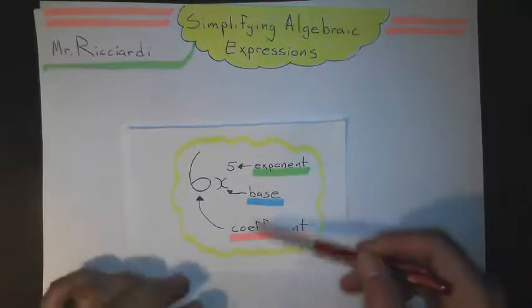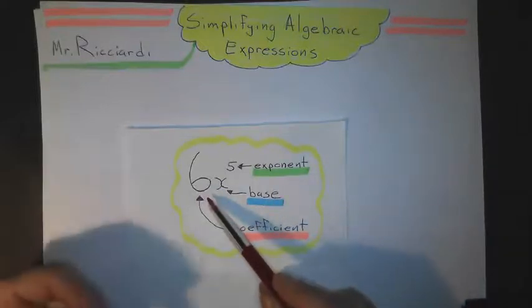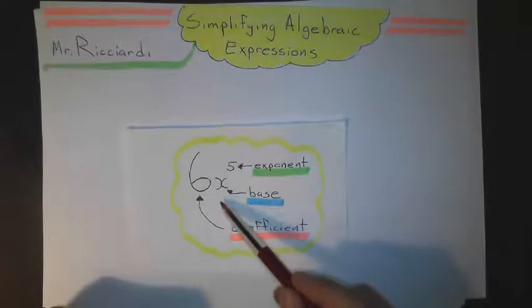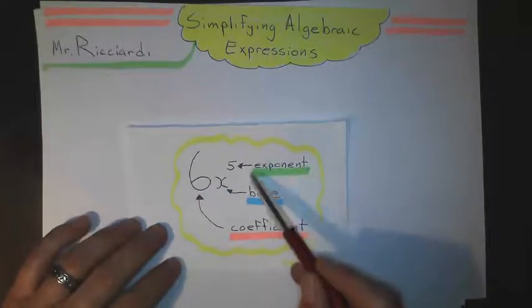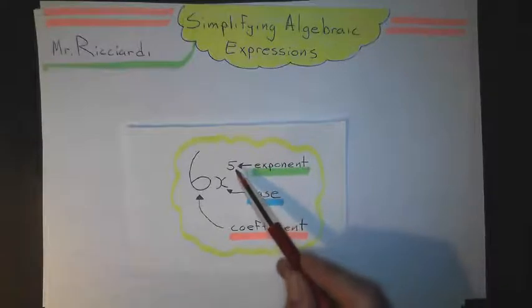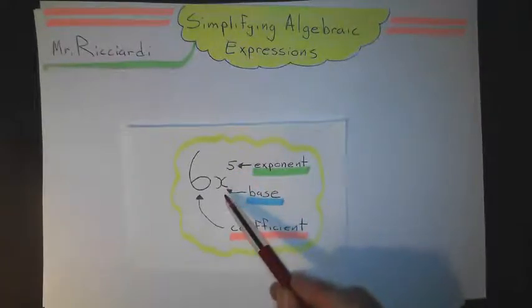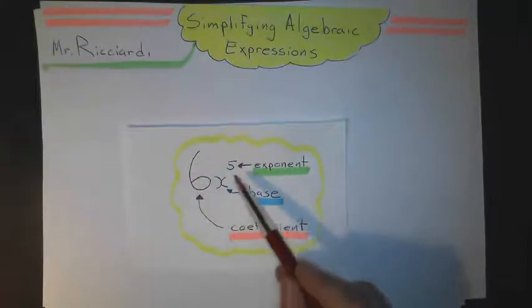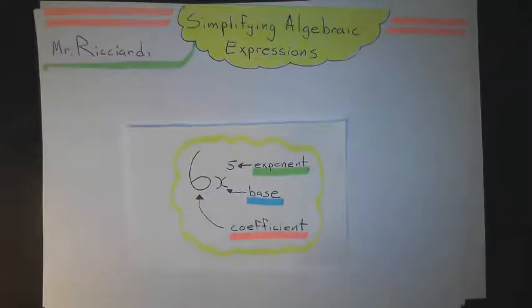We've got the coefficient, which we can say is the number in front of the letter, or the value in front of the variable. We've got the exponent and the base. The exponent is the little number that's raising something to a power. And what it's raising to a power is called the base. So in this case, the base is x. And the base of this expression is not 6. So I'm going to be using these terms, and hopefully we can understand how to do these.